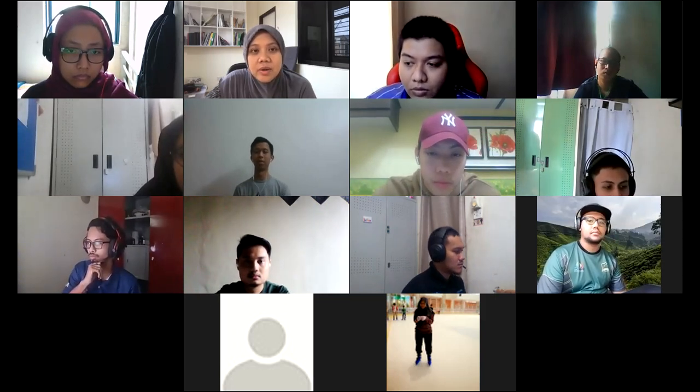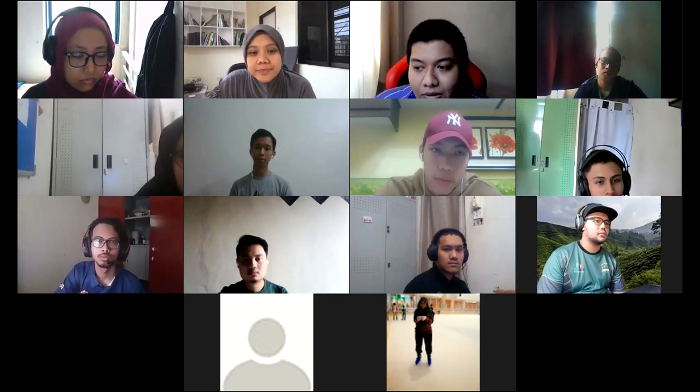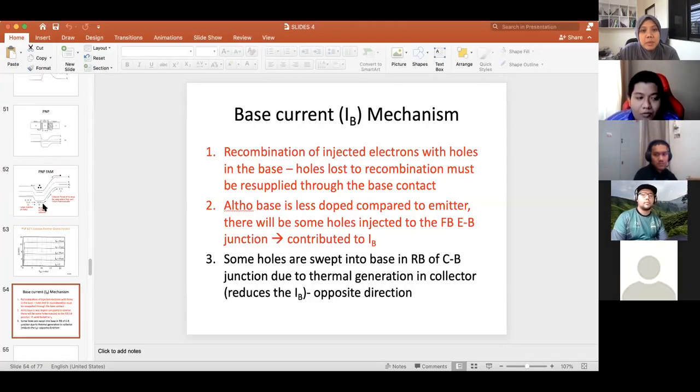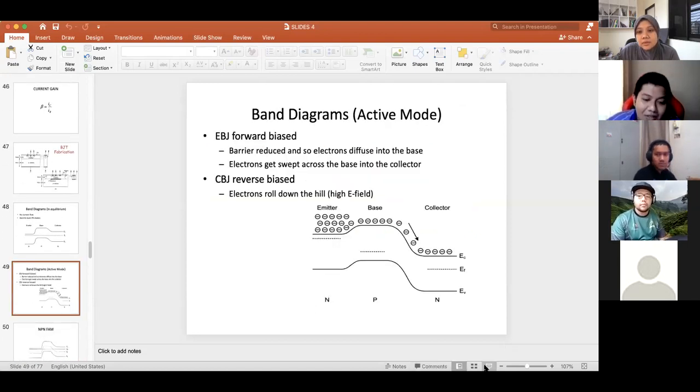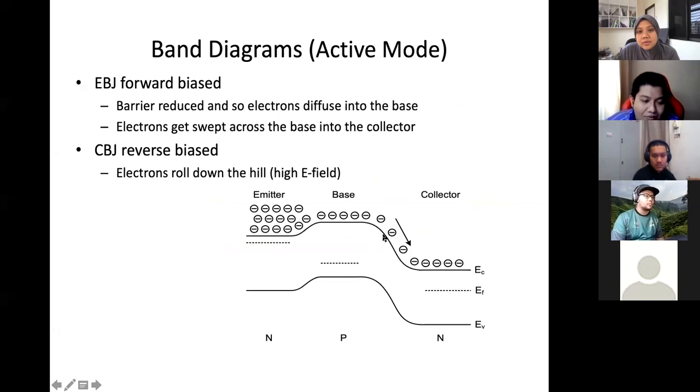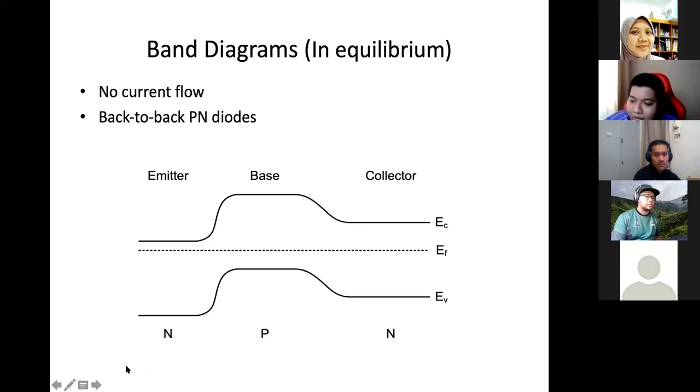It was based on the slide. Slide 49 and 50, in which the Fermi level is aligned from 49 to 50. Ini ke? Yep. So what was your question? My question is how the image for the NPN BJT in forward active mode from slide 49 becomes slide 50.